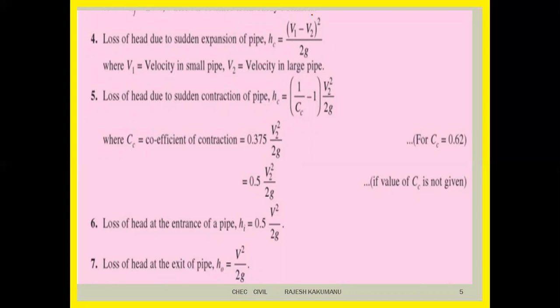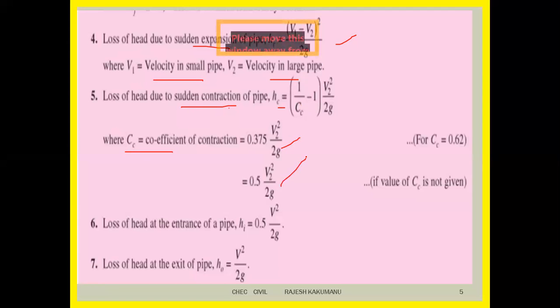Based on that, every case has its formula. For the sudden expansion, the formula is hc is equal to (V1 minus V2) whole square by 2g, where V1 is the velocity in the small pipe and V2 is the velocity in the large pipe. Next, the loss of head due to sudden contraction is hc is equal to (1 by Cc minus 1) whole square into V2 square by 2g. When Cc is not considered, we take 0.5 V2 square by 2g.